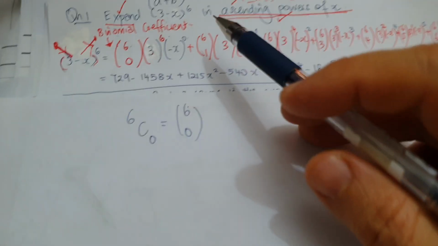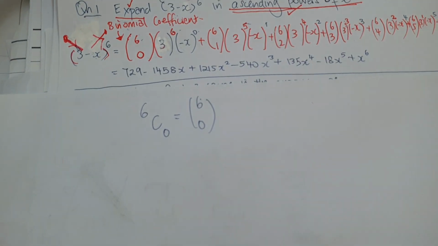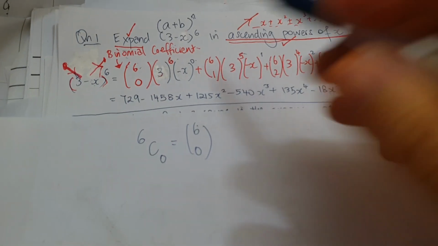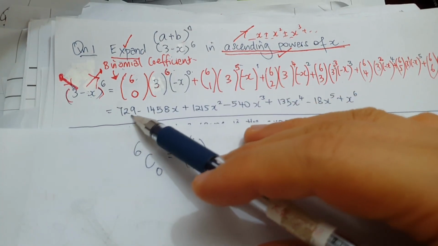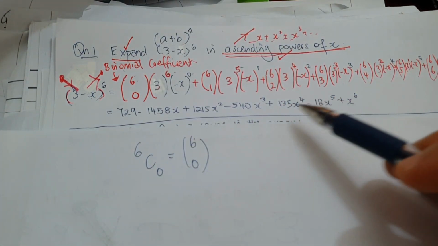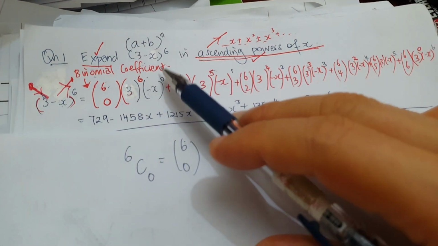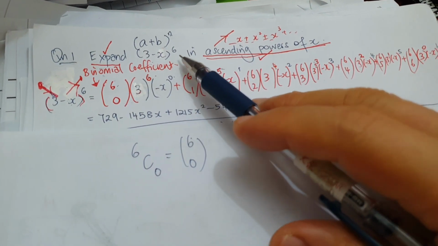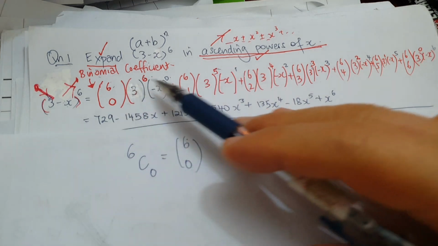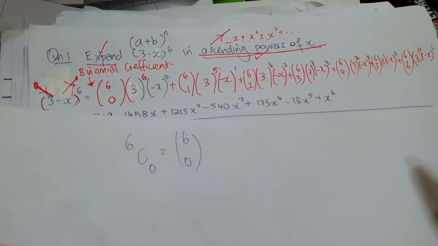Meaning to say, if you were to manually expand this using what you know in lower secondary, you will get the same answer as me, but it will take a much longer time than me to expand this particular expression. So this is the binomial expansion in action. Very powerful theorem.